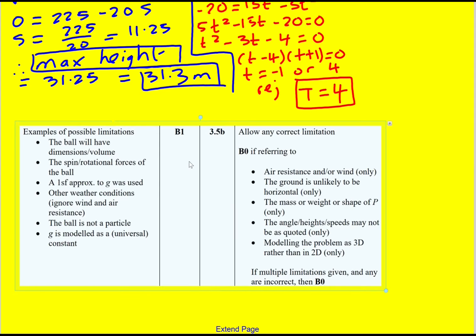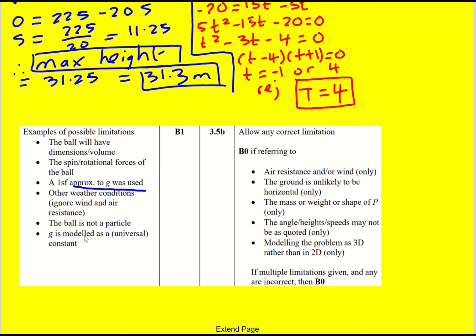Here are some limitations. We could say the ball will have dimensions or volume. That could potentially apply some spin. It could curve in the air, which could affect things. I think a really good one here is g. We've got it as 10. That's not very accurate.